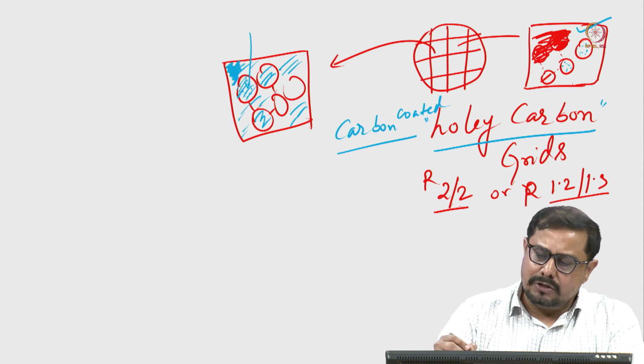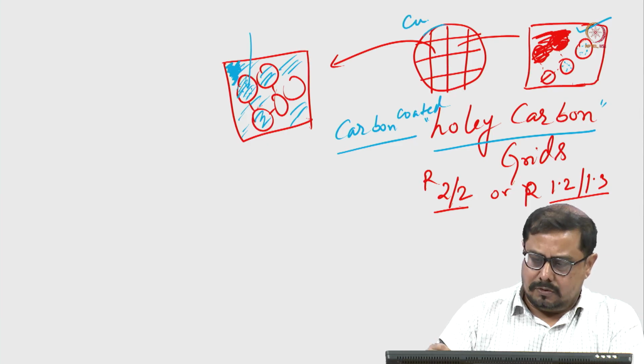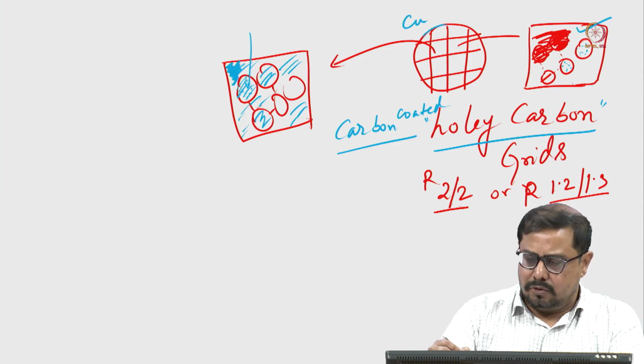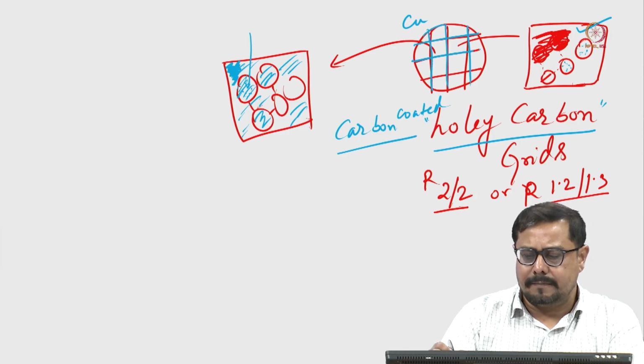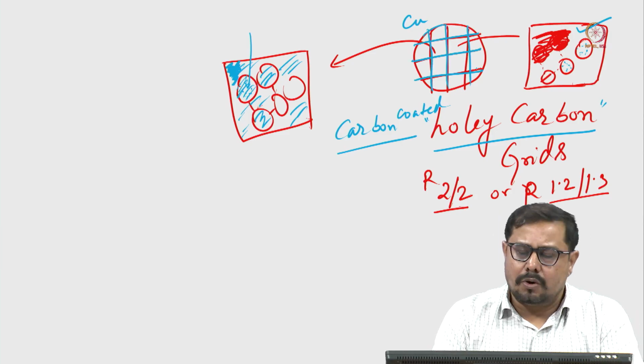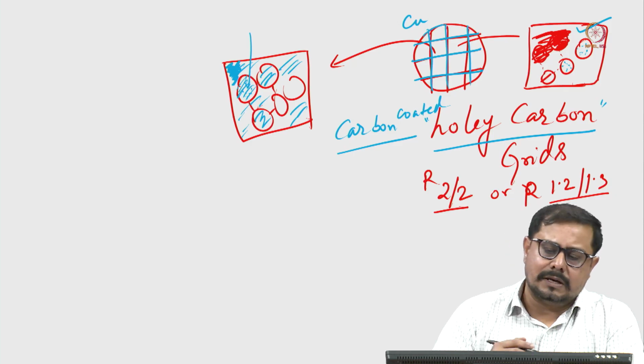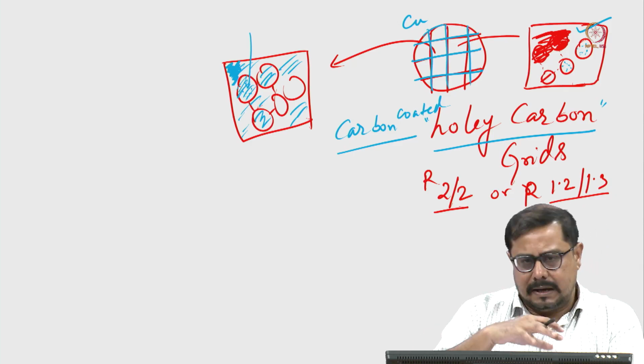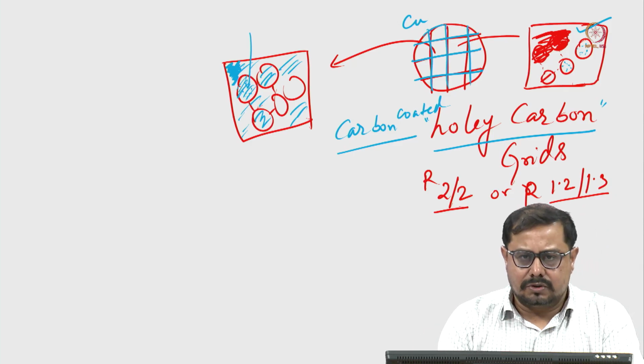Sometimes the grids we are using are mostly copper, the outer boundary and those metal bars will all be made of copper. Sometimes we are using the gold grid also, so either we will coat with gold or we can also use a mainly gold grid.